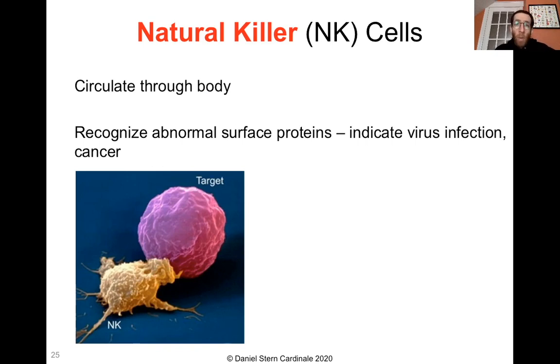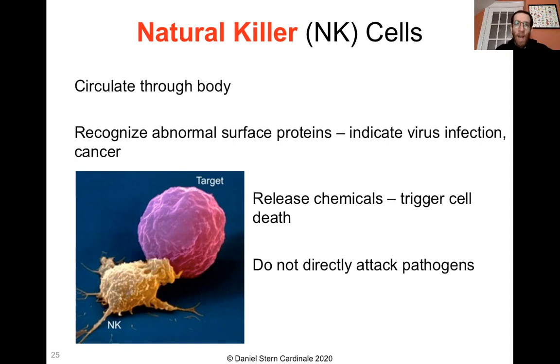Phagocytic cells are not the only way that our body deals with pathogens. We also have cells called natural killer cells, or NK cells. These cells circulate through the body, and they don't directly detect pathogens, but they detect abnormal surface proteins that are indicative of things like a viral infection or cancer. When they detect a cell that has these abnormal surface markers, they're going to interact with that cell and release chemicals that trigger apoptosis, that trigger cell death in that abnormal cell. So they don't directly attack the pathogens, but they're going to prevent the pathogens from spreading to other cells by triggering the destruction of the affected cells.